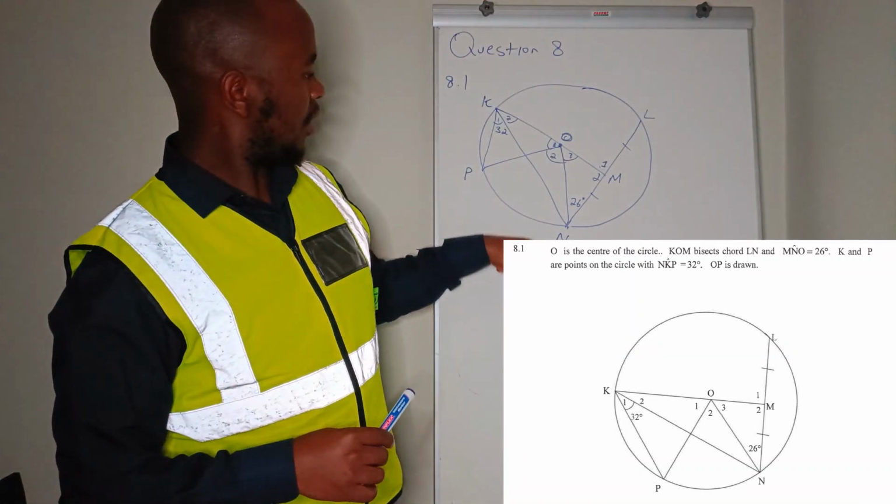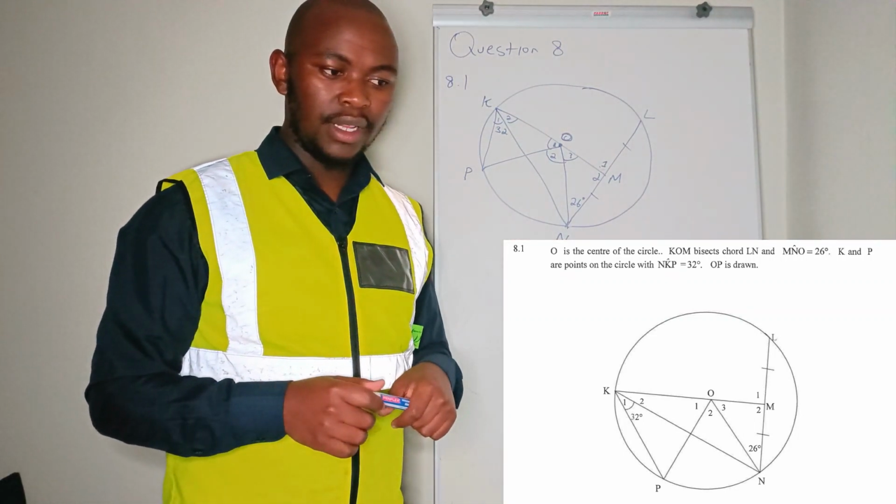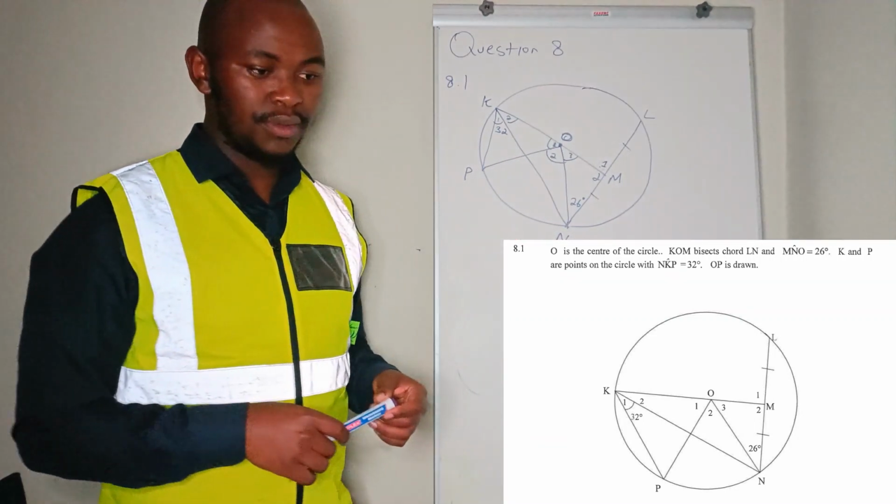Thus, NKP equals 32 degrees. And then they are saying OP is drawn.